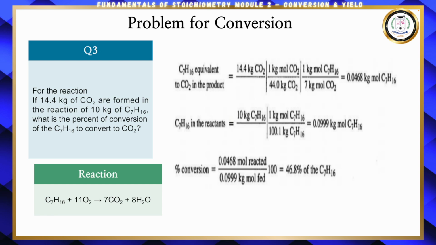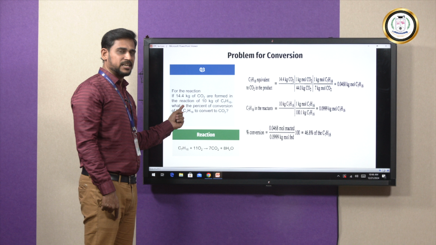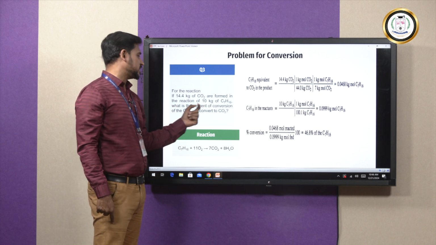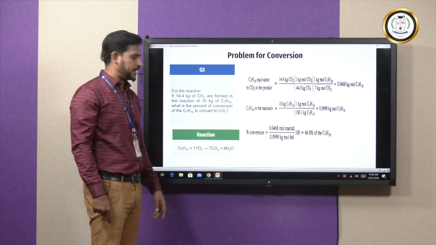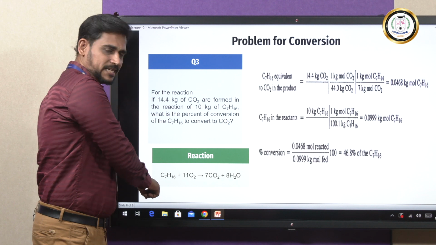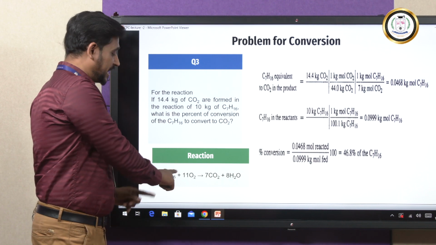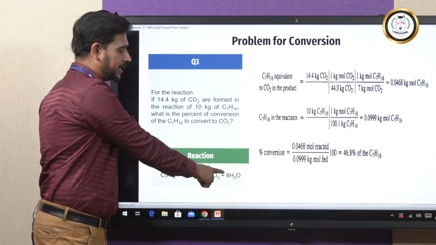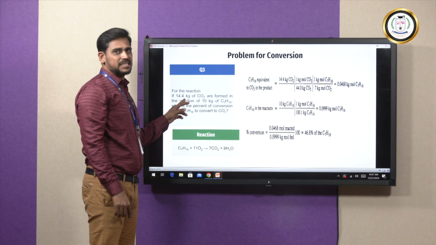For this reaction, 14.4 kg of carbon dioxide are formed in the reaction of 10 kg of C7H16. What is the percentage conversion of C7H16 to carbon dioxide? Again, you have to write the balanced equation. C7H16 plus 11O2 gives 7 carbon dioxide plus 8 water. So 1 mole of C7H16 reacts with 11 moles of oxygen, giving 7 moles of carbon dioxide and 8 moles of water. They are given on a mass basis.